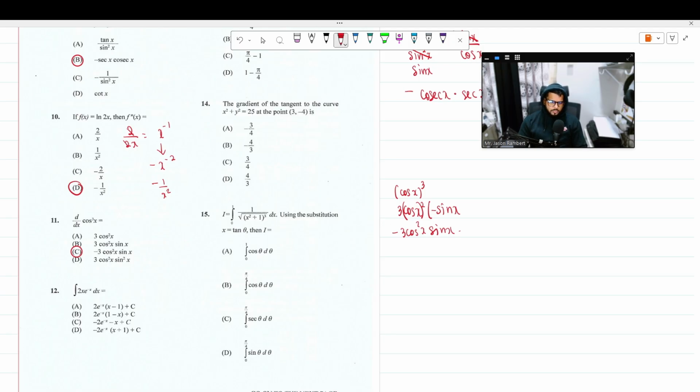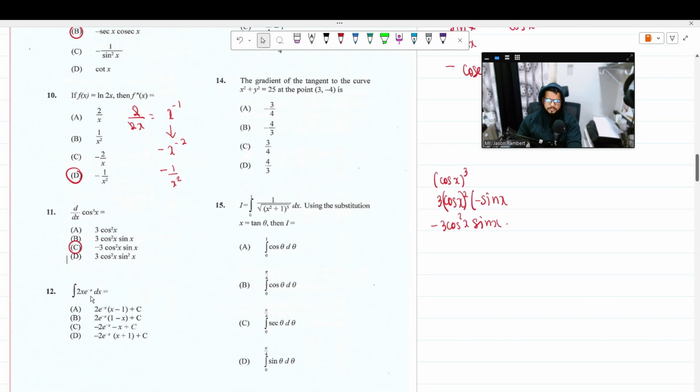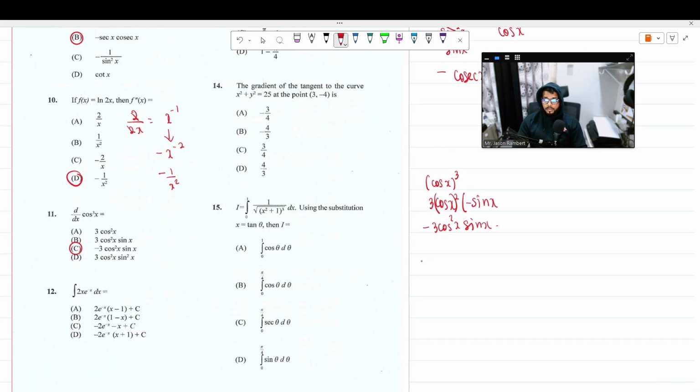The integral of 2x e to the, is that a minus x? It is a minus x. So the integral of 2x e to the minus x, one time this is u, one time this is v. I'll go in and say du dx. I'll go put it here. Du dx is 2, and the v is equal to e to the minus x divided by minus 1, which is minus e to the minus x.